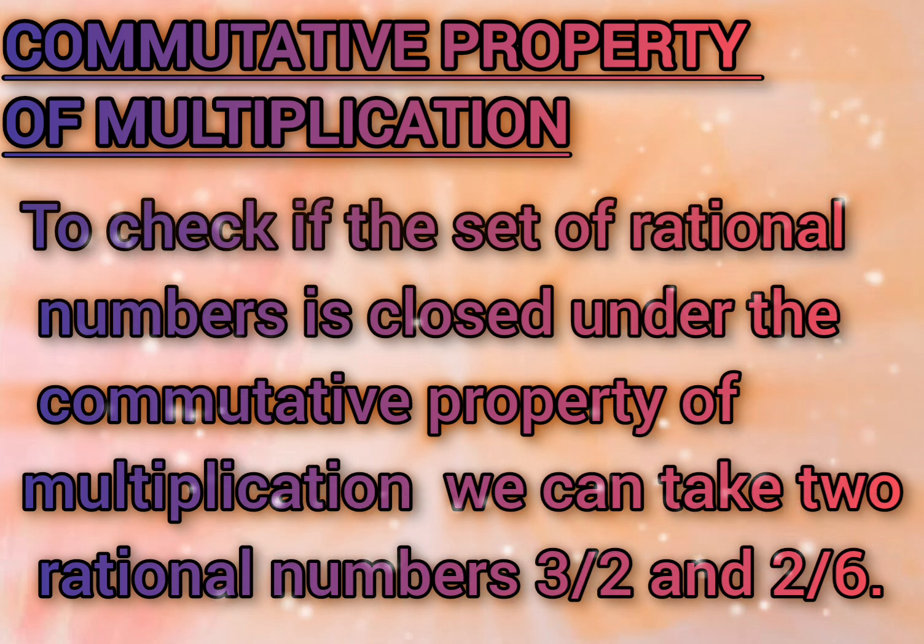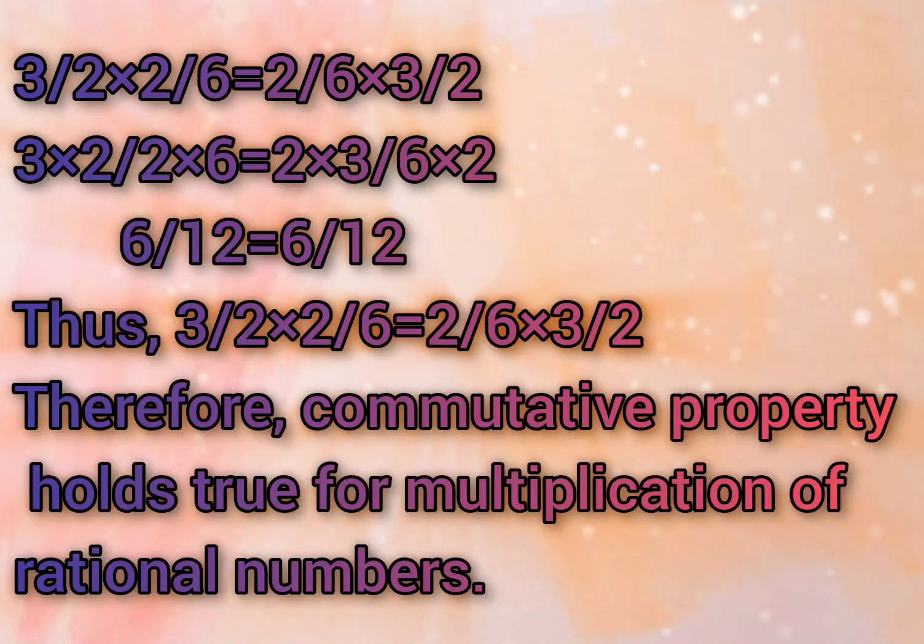Commutative property of multiplication. To check if the set of rational numbers is closed under the commutative property of multiplication, we can take two rational numbers 3 by 2 and 2 by 6. Now we will multiply 3 by 2 and 2 by 6, which is equal to 3 into 2 by 2 into 6 is equal to 6 by 12.